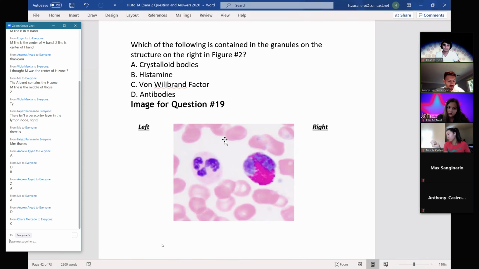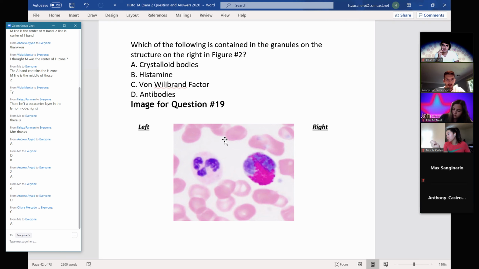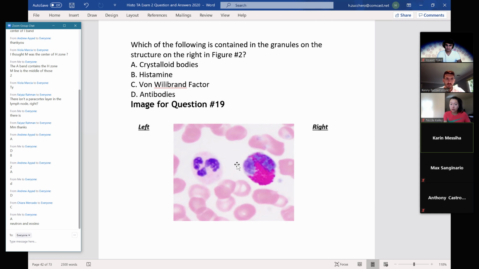So any ideas for this question? B. So what kind of cells do we have here? Does anybody care to guess? What do we have on the left? Eosinophils. On the right we have an eosinophil, and on the left, a neutrophil, right?